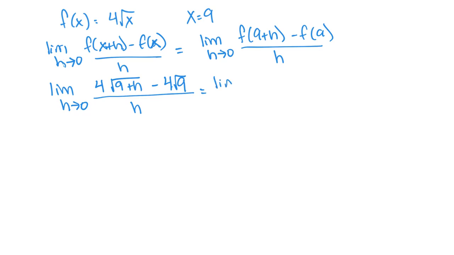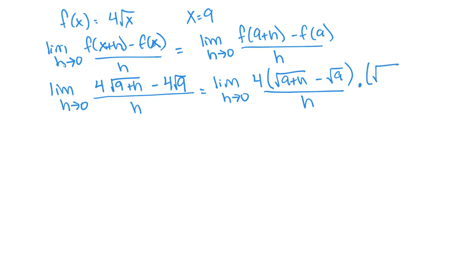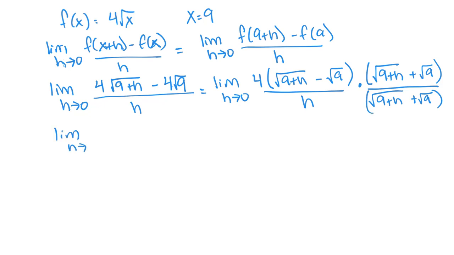First, we do see that we have a 4 in each of our terms, so let's factor that out. Factor out the 4. And then let's multiply numerator and denominator by the reciprocal of this: square root of 9 plus h plus square root of 9. Again, do that in the numerator and in the denominator. As long as we are multiplying by the same thing in the numerator and denominator, we're multiplying by 1. Now, as you will see, that really helps us simplify this.